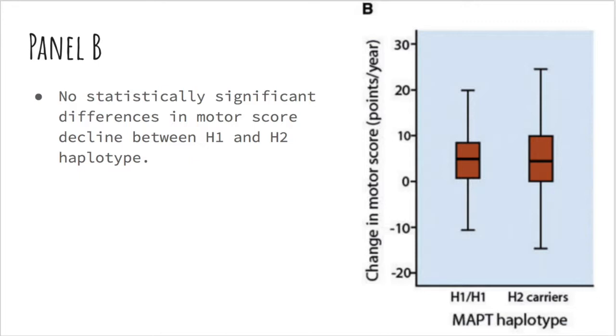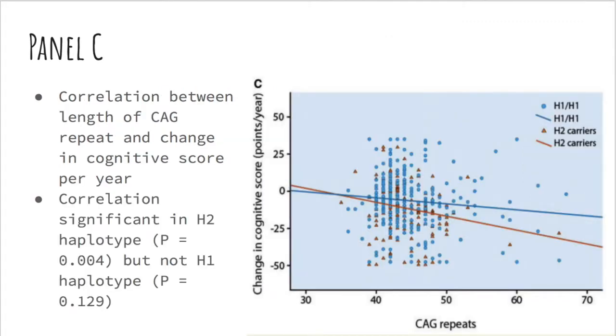The researchers actually decided to abandon this part of this hypothesis completely and focus in on differences in cognitive scores instead. Here we have a graph comparing the number of CG repeats to the changes in cognitive scores in points per year for both haplotypes. What the researchers did is plot all the subjects they had analyzed and created lines of best fit for both haplotypes so that correlation could be assessed.